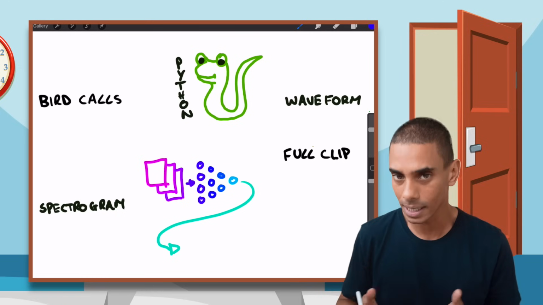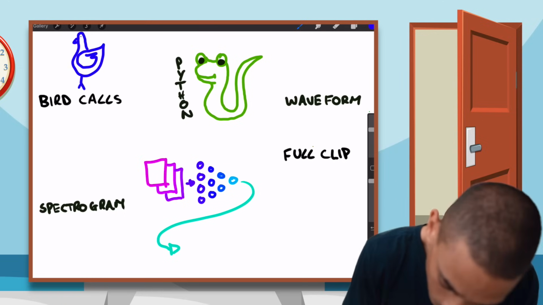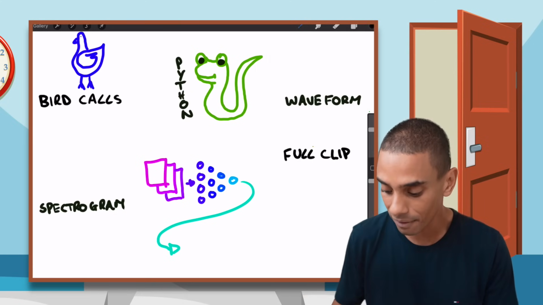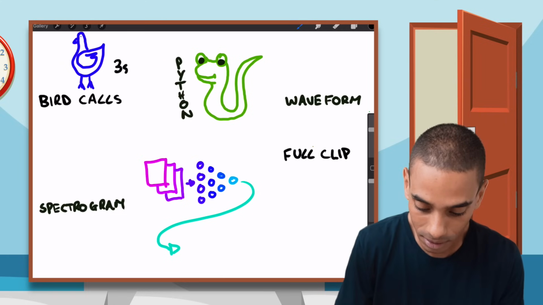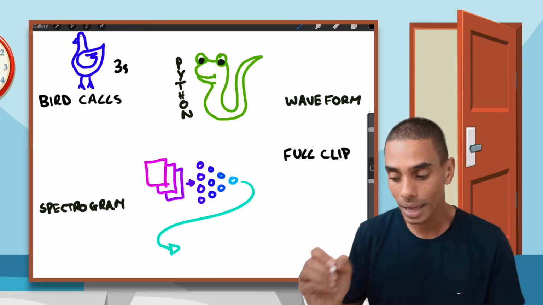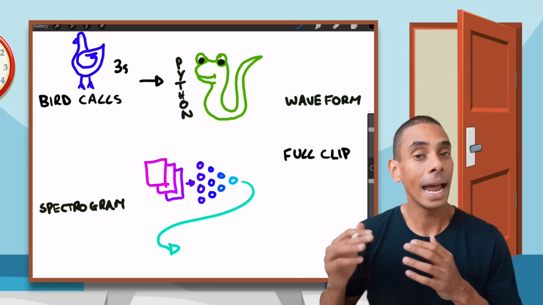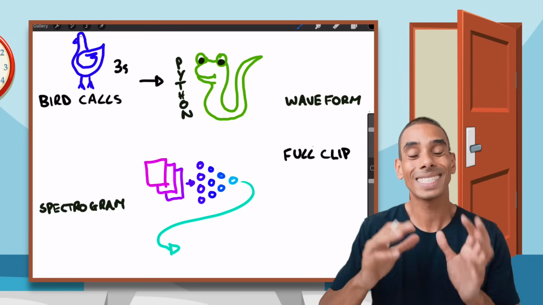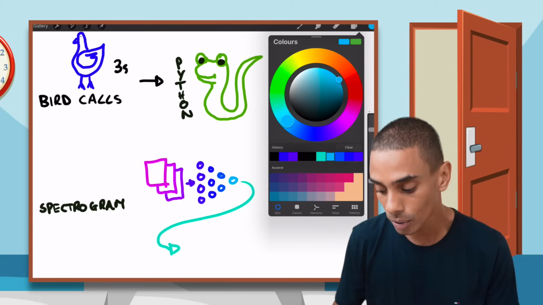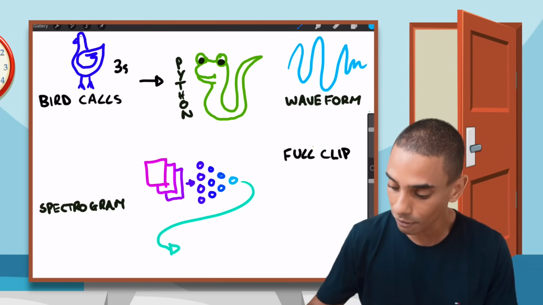First up, Damone is going to send us some bird call clips. That's the best bird that I can draw. These are going to be roughly 3 seconds in length, so each bird call that we're going to try to detect is 3 seconds. We're then going to take that set of bird calls and load it up into Python, reading it in as a waveform using the TensorFlow package. So what we'll get out is a waveform.